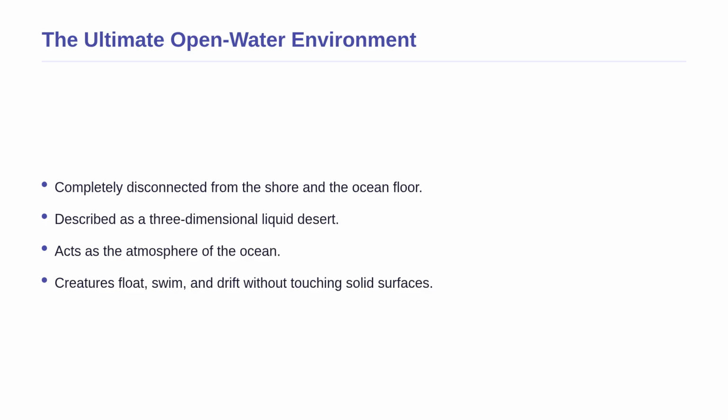To truly grasp what the pelagic zone is, we must first understand its scale. Why does this matter? Because unlike terrestrial habitats, this environment has no physical boundaries like mountains or rivers. It is completely disconnected from the coastline and the ocean floor. Think of it as a three-dimensional liquid desert, or the atmosphere of the ocean. Here, marine creatures live their entire lives floating, swimming, and drifting without ever touching a solid surface. It is a world defined entirely by the water itself.